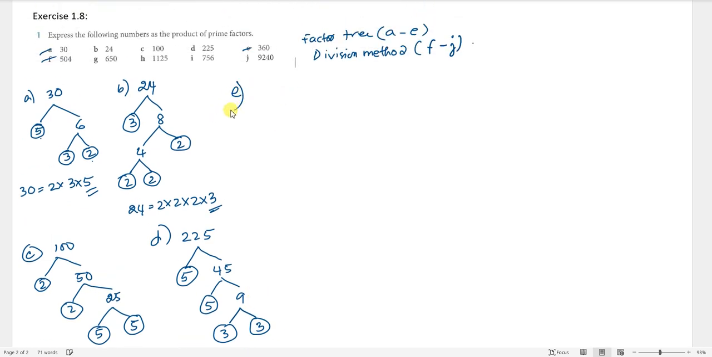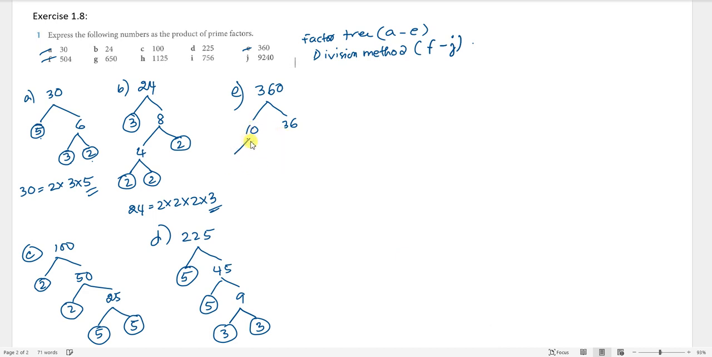Question E, 360. Regarding 360, we can write 10 times 36 is equals to 360. You can also go with dividing it by 2, or you can try with 5, no problem. But I chose this big number so that the branches don't extend much longer. If you use small numbers, you're going to have a lot of branches. If you use larger numbers, it will be smaller and you can finish it faster.